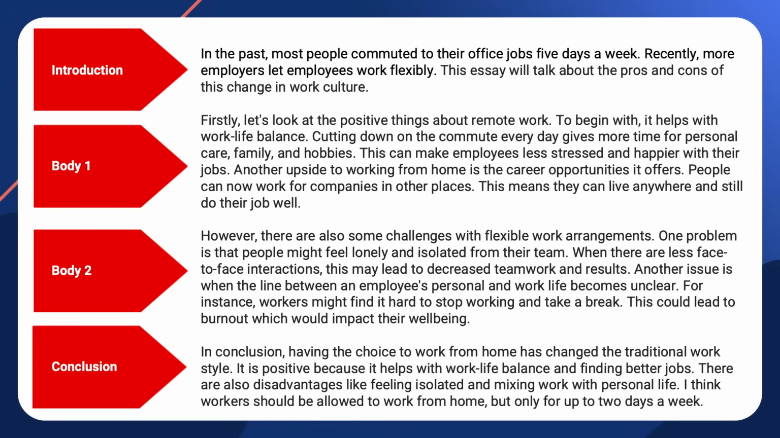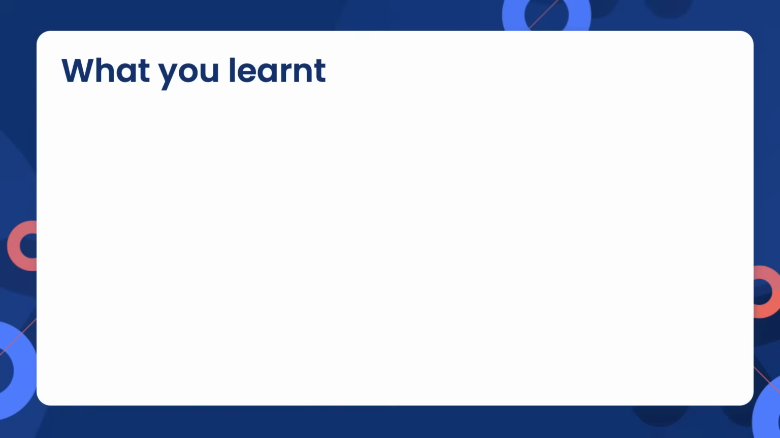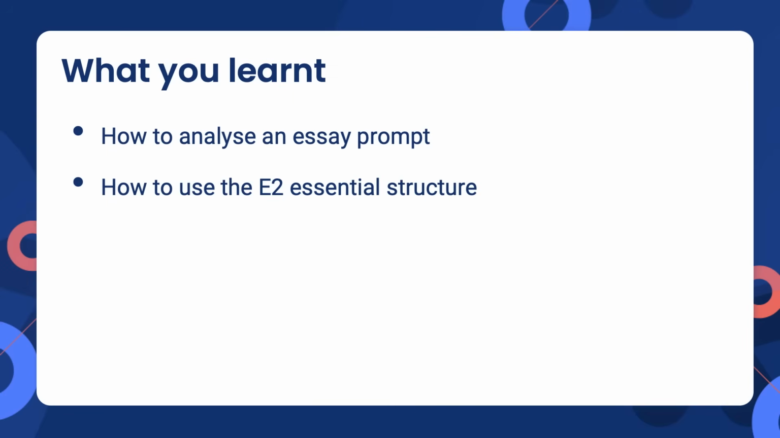Here is our essay in full. So if you'd like to take a moment now, you can take a screenshot of this essay in full from top to bottom. And let's now recap our lesson. What you learned today, we learned how to analyze an essay prompt. So thinking about what type of essay it is and using the background information to help us with those clues. We learned how to use the E2 essential structure, so the overall structure of the essay, but then also the double idea paragraphs for our body paragraphs, really important.